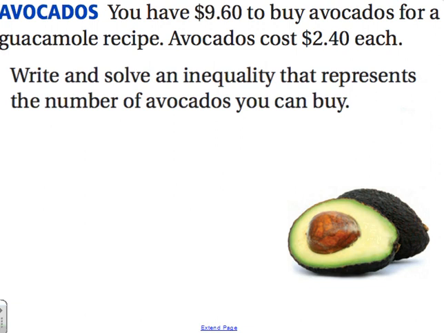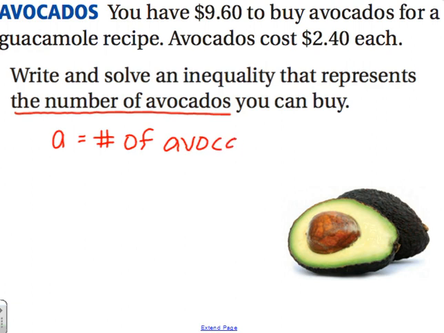Okay, next, you have $9.60 to buy avocados for a guacamole recipe. Avocados cost $2.40 each. Write and solve an inequality that represents the number of avocados you can buy. So write and solve an inequality that represents, that is going to be our variable. So I'm going to use A for number of avocados.